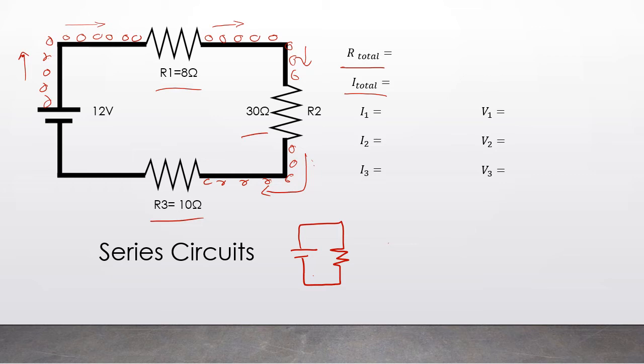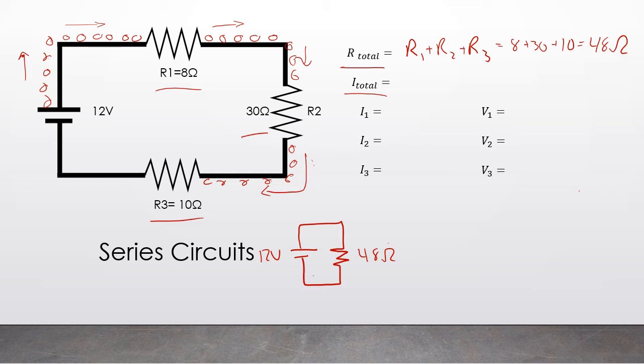So how do we find our total? Let's figure that out. For series, again, really simple. We're going to take R1 plus R2 plus R3, because each of these is going to make it harder to get through. So if we have 8 plus 30 plus 10, that's going to give us an equivalent or total resistance of 48 ohms. If we had a 48 ohm resistance on this 12 volt battery, it would get the same amount of current as these 8 ohm, 30 ohm, and 10 ohm resistors.